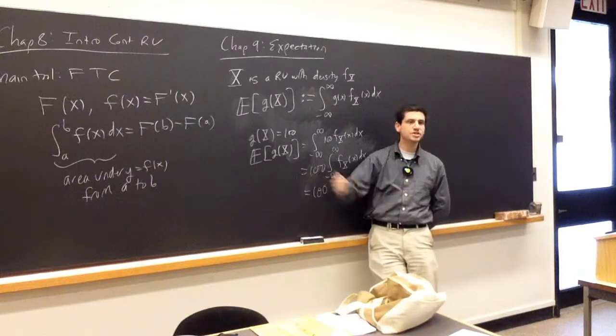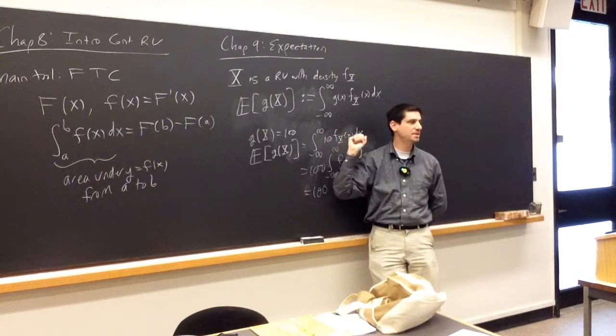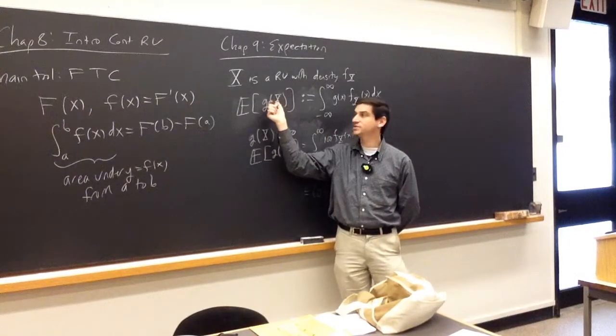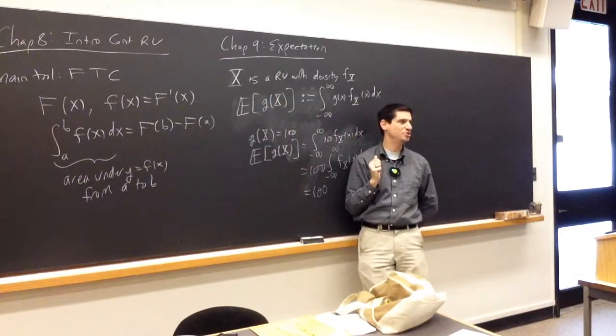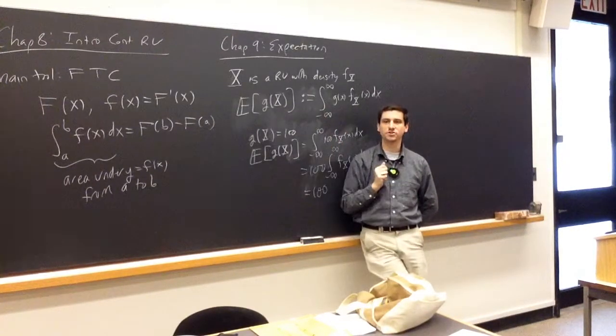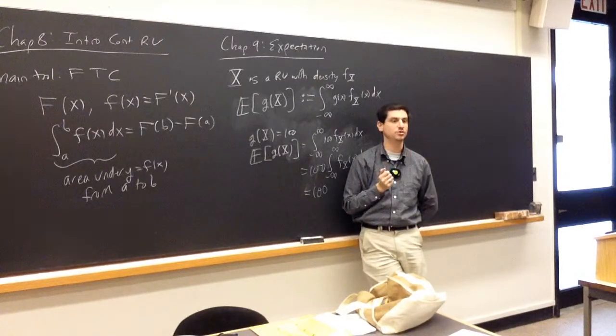So this is how we would calculate the most basic expectation. Of course, we're going to want to allow ourselves to have more complicated g's than just g of x is constant. It is not that hard to analyze the constant function. It does not have that many mysteries. What do you think might be a better function to take rather than just g of x equals 100?